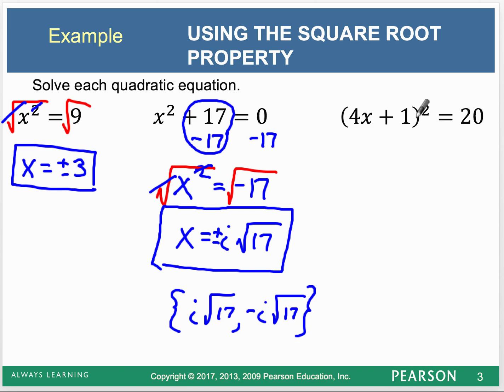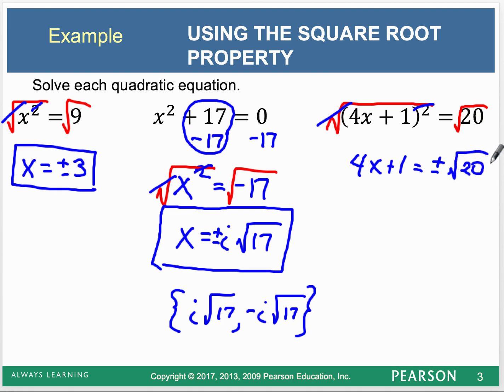Okay, over here, the square term, now notice it doesn't have to be just one variable, but since the square is on the parentheses, that means this whole thing is being squared. So make sure it's isolated on one side of the equation. Take the square root of both sides. That means this square and that square root will undo each other and just leave 4x plus 1. Now, what do you have to write first? That's right, plus or minus, right? Okay, plus or minus, and then we have square root of 20.